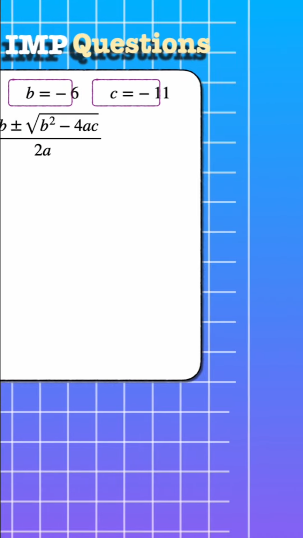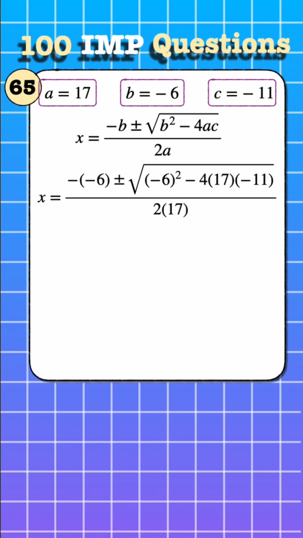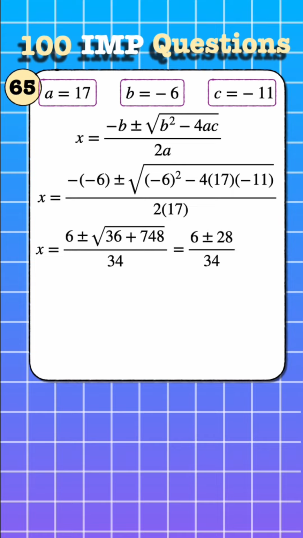Let's substitute the values. Okay, so if you substitute the values, minus will become plus 6, minus 6 square will be plus 36, minus will become plus 4 into 17 into 11 will give you 748. So 6 plus or minus, if you solve the square root, you will get 28. Okay, so take plus value one time, minus value one time.